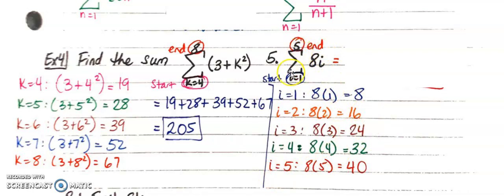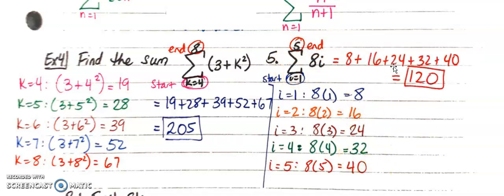And again, every time you see this, it means add them together. I'll say it again. The summation notation means add them together. So you found your terms. Now you add them together and you get 120.